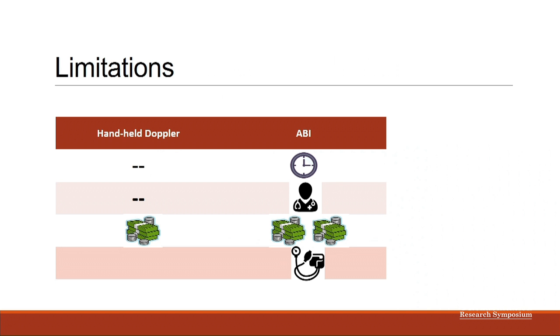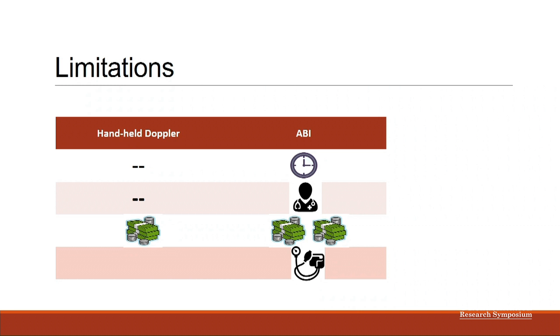For the limitations, the most commonly reported limitations of the gold standard, the ankle brachial index, are that it takes more time to perform and needs a trained practitioner to perform. There is also a lack of reimbursement, the financial cost, and the equipment and availability.